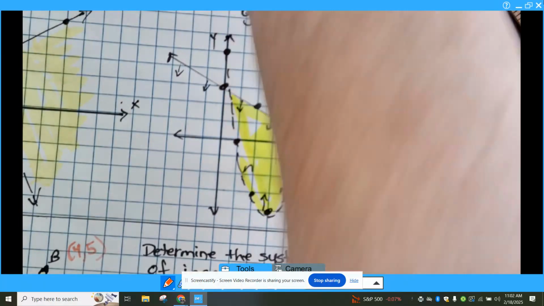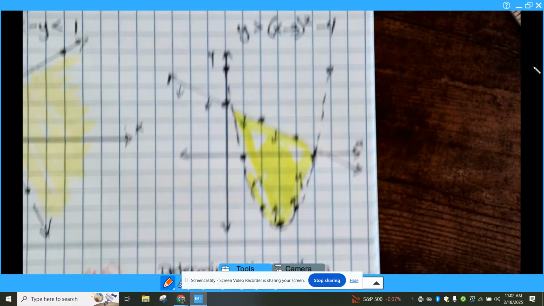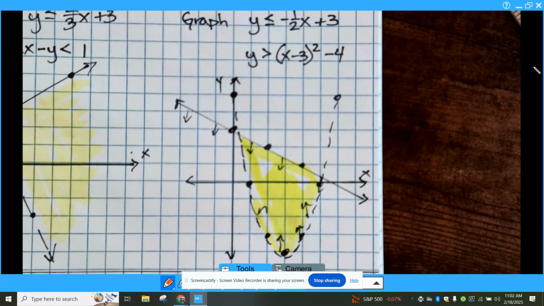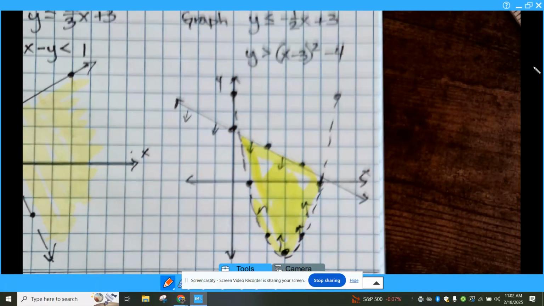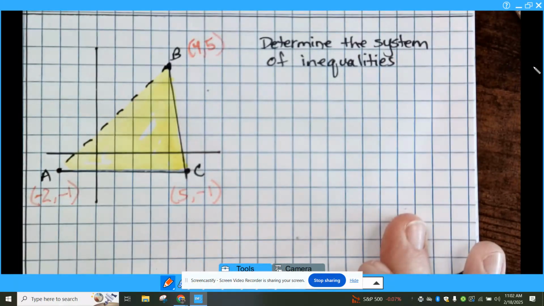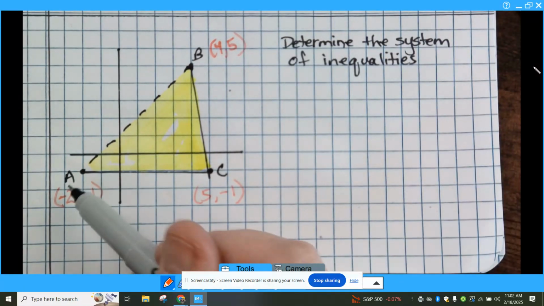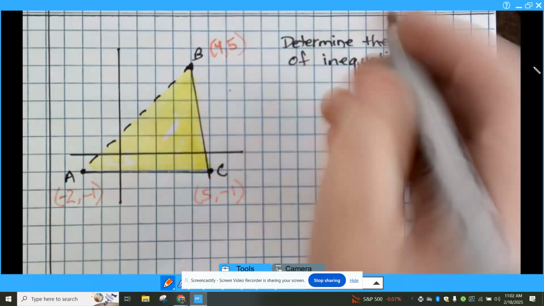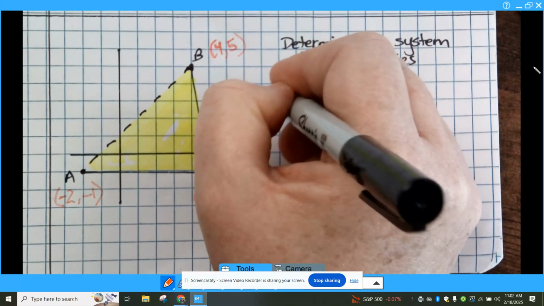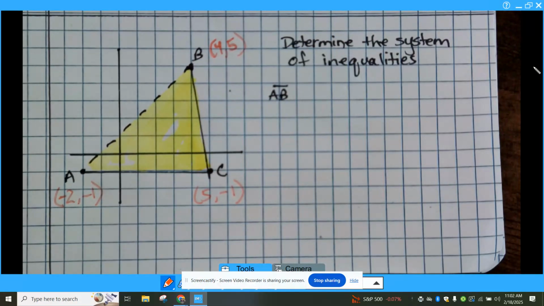The other thing I will ask you is, so again, take your time, pause it, write it down. The other thing I'll ask you is to actually determine the system of inequalities. So in this problem, we actually have 3 lines. I'm going to mark them by using line segment AB. So line segment AB. Let's first work on that one.